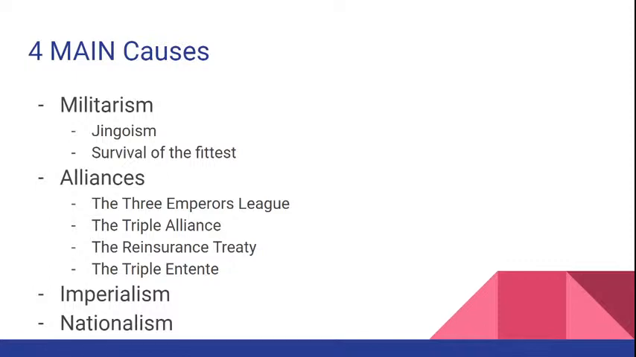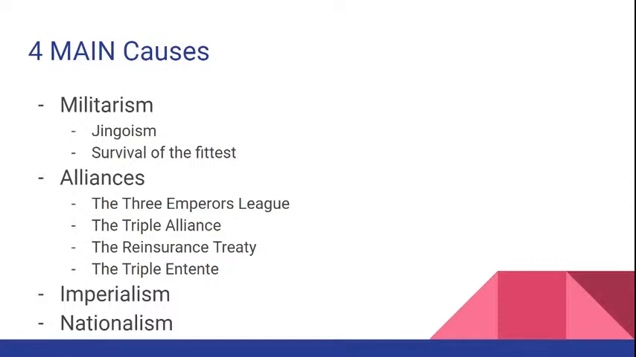Now let's move on to alliances, and more importantly, it's the concept of entangling alliances, conflicting alliances, that really leads to World War I. And with the unification of Italy and Germany, the distribution of power shifts and new alliances are created. So let's start with the Three Emperors League. Now, this occurred after the Franco-Prussian War, and the Three Emperors League was created between Germany, Austria-Hungary, and Russia.